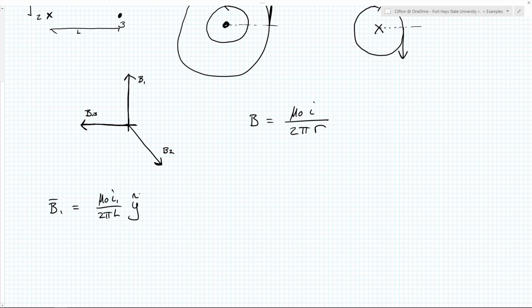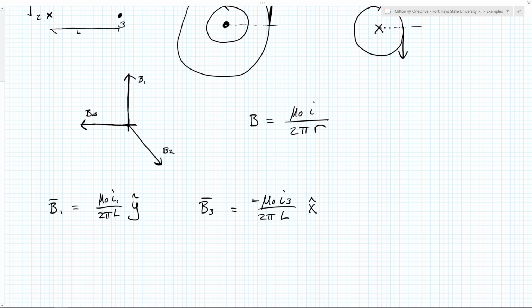I'm going to do current 3 before I do current 2 because it's also going to be fairly simple. Current 3 produces a magnetic field that points in the negative x direction. So the magnetic field vector is going to have a magnitude. Again, it is a distance L away from the observation point, so this is going to be mu naught I3 over 2 pi L, and that is in the negative x direction. So I'm going to put an x hat here and a negative sign out front.